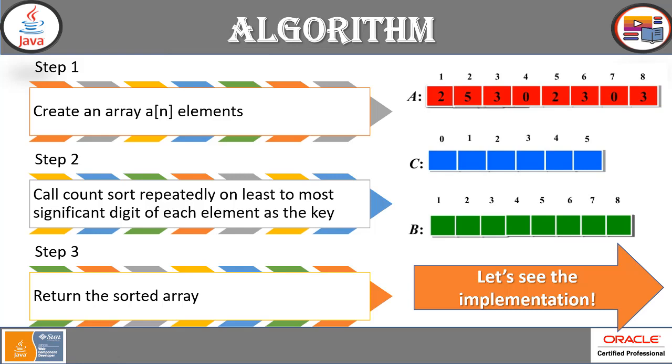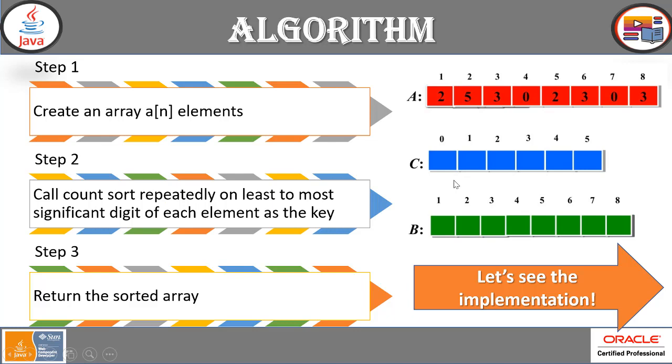Now let's take a look at the algorithm. It contains 3 major steps to perform, in an iterative form. In the first step, we create an array of n elements, and then call count sort repeatedly on the least to most significant digit of each element as the key. In the last step, we return the sorted array. Steps 2 and 3 are repeated iteratively until the most significant digit is reached. So this is the algorithm.